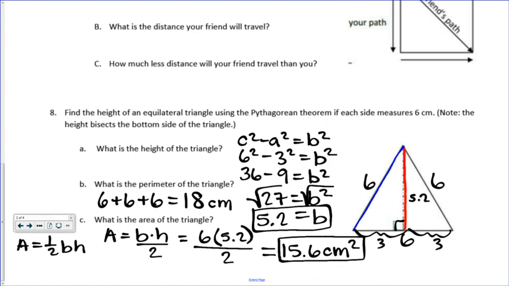So in order to figure out, if you weren't given that information to find the height, you know now that you can use the Pythagorean theorem to figure that out. Okay, let's move on. Let's look at number 11.